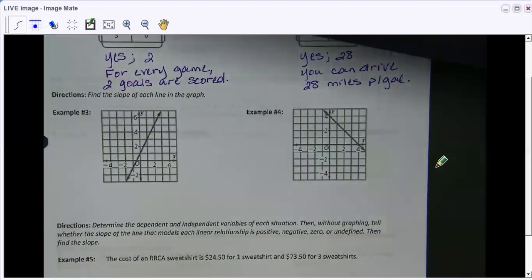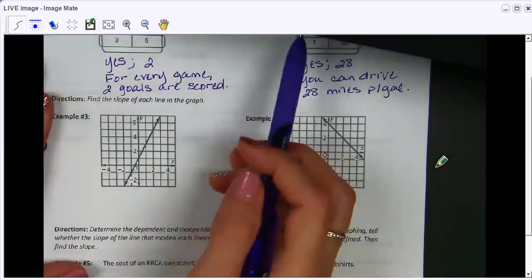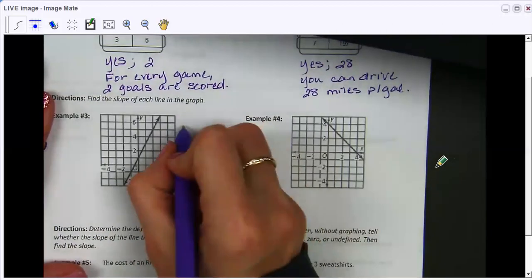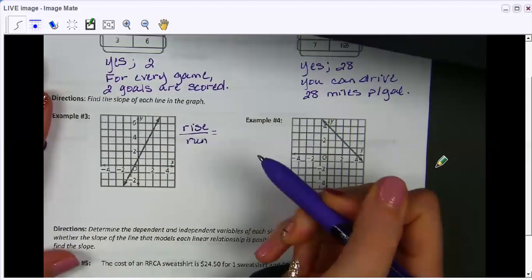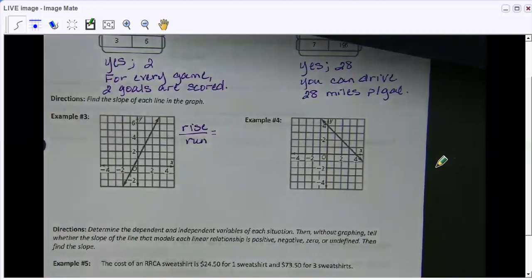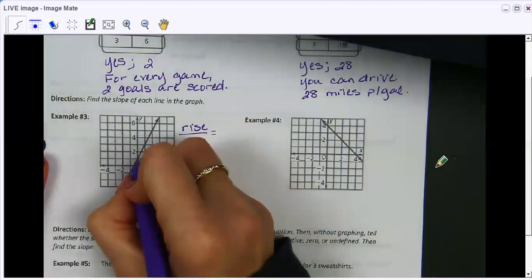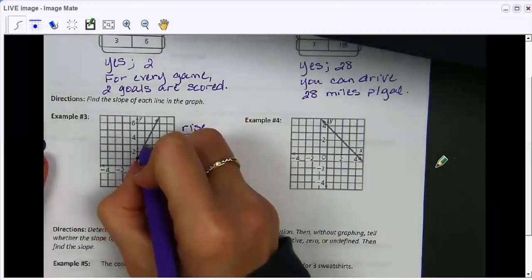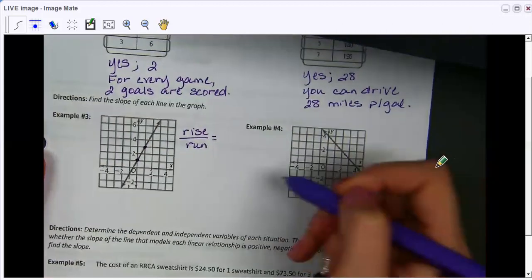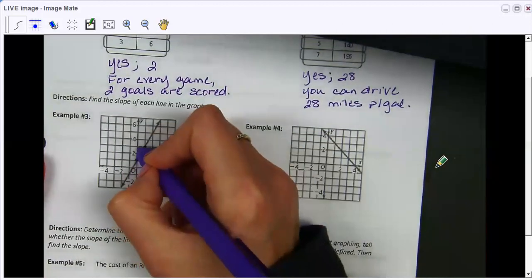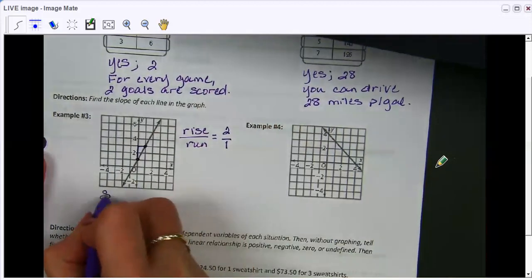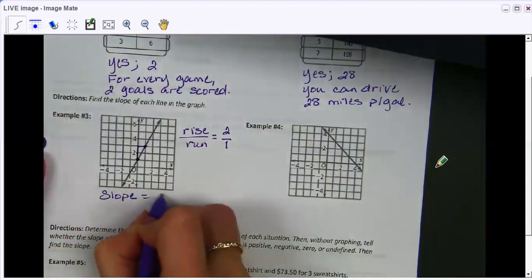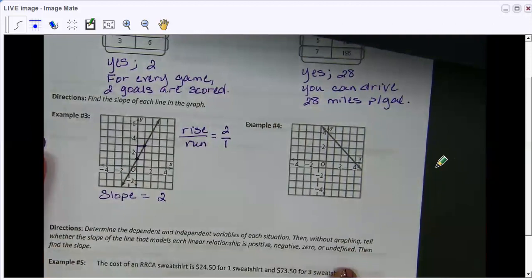All we're going to do from these graphs is find the slope. And just like examples 1 and 2, there's a way to find it. Very simple, it is rise over run. That's all you're doing. Okay, so you want to find 2 intersections where the line is crossing. So I can see that it crosses here and it crosses right here. So using my rise, I'm going to rise 2, and my run, I'm running 1. So my slope for this is 2. Okay.